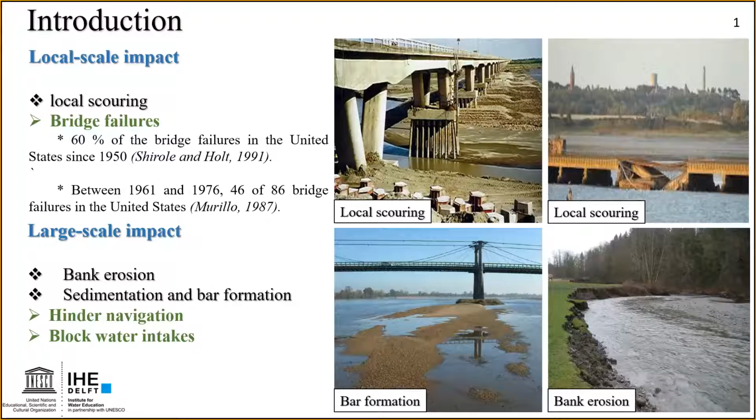Local scale impact is local scouring of the bridge piers. This local scouring causes bridge failures. Let me tell you that 60% of the bridge failure in the United States since 1950 was due to local scouring. Between 1961 and 1976, 46 of 86 bridge failure in the United States was due to local scouring.